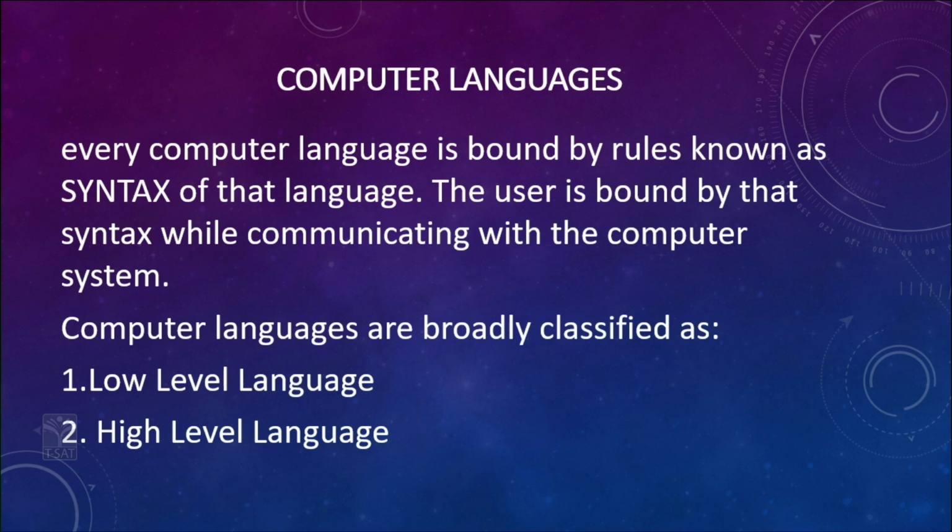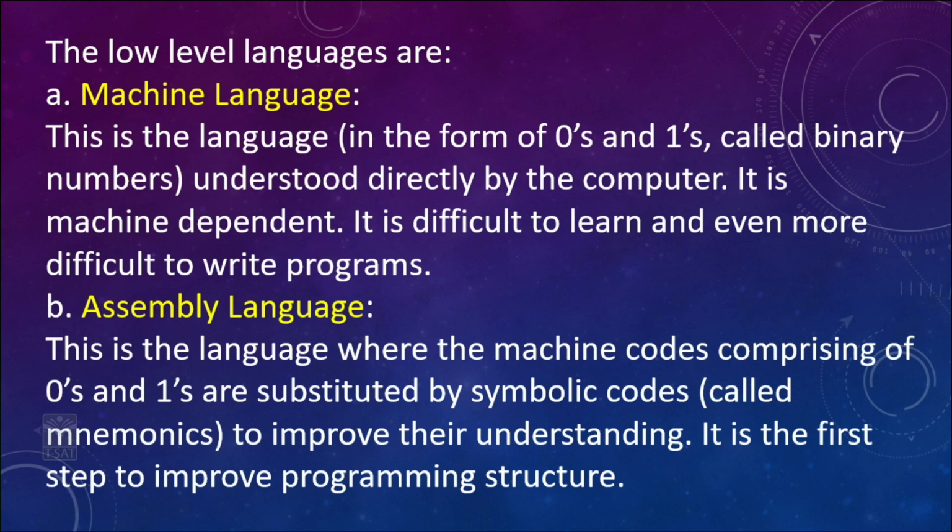And finally, we are coming to this one, computer languages. So, every computer language is bounded by rules known as the syntax of that language. This is very important, aspirants. The computer language is bounded by some rules, and those rules are known as syntax. The user is bounded by that syntax while communicating with the computer system. So, the languages are of two kinds, one is a low level language, another one is a high level language. Now we discuss what is low level and high level language.